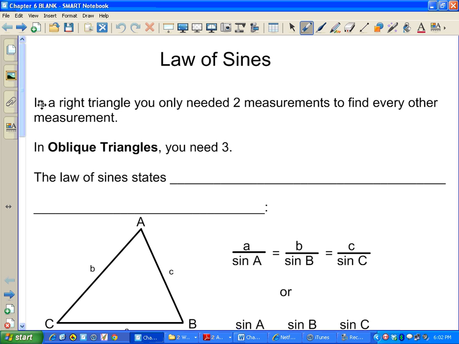If you remember, in right triangles, we just needed two measurements, so either an angle and a side or two sides, to find every other measurement. In oblique triangles, you need to have three things.